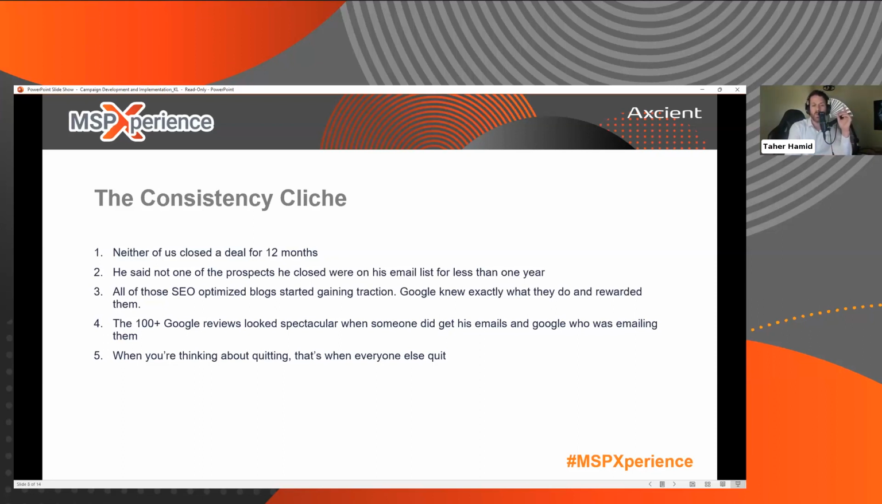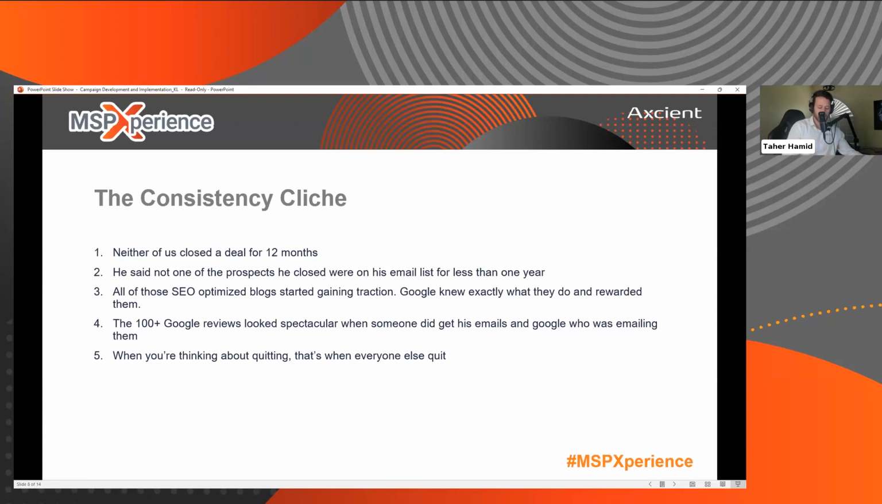So he said not one of the prospects he closed from those email campaigns were on his list for less than 1 year. He always looked at it. How long have they been there? Not one of them. And he closed, I don't remember the exact number, but again, it was like many clients over 7 years. I think most of their leads were coming in from these videos and this very simple strategy. Not one for less than a year.